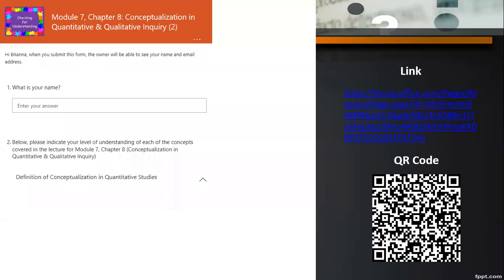Now is the point at which I invite you to check your understanding of these concepts. You can do this in one of three ways. You can click on the form on the left and complete it directly in this PowerPoint. You can copy and paste the link on the right into your browser, or you can scan the QR code with your cell phone.